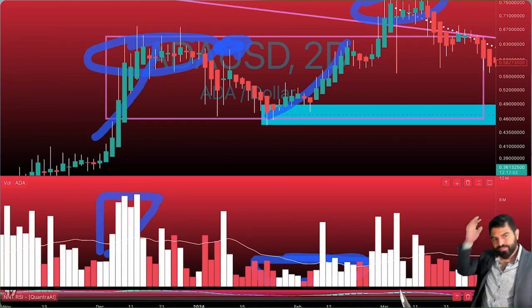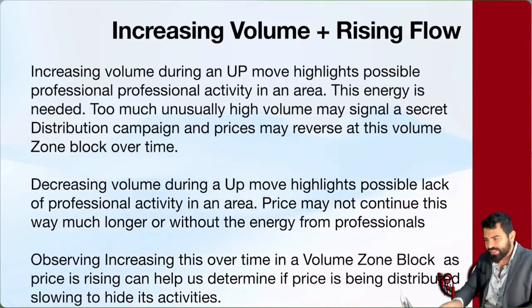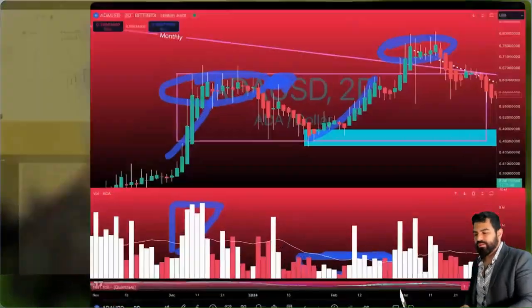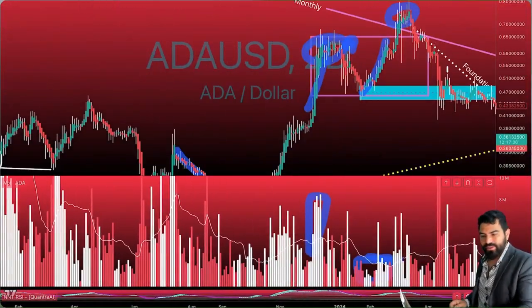Okay, nobody? Okay, the answer is lack of professional activity in an area. So they were buying actively here. Are they buying up here? No.